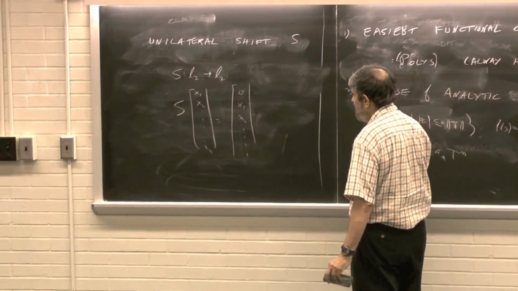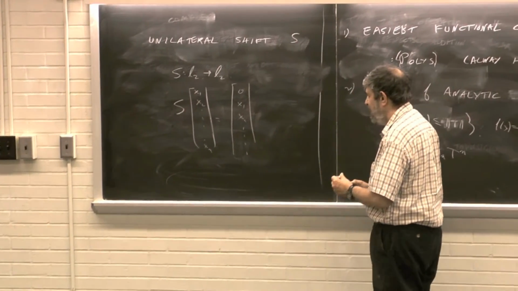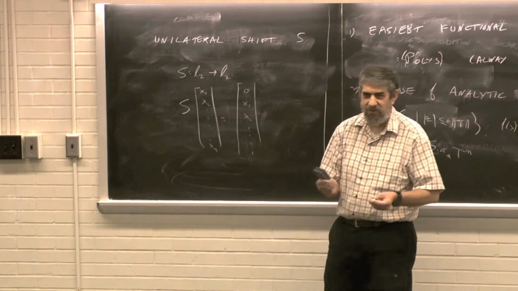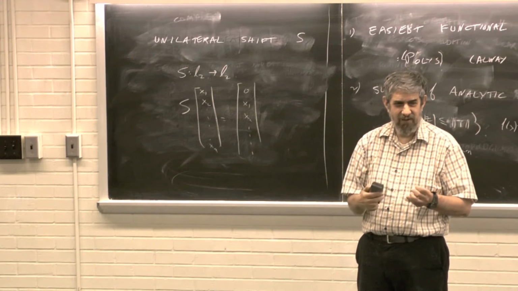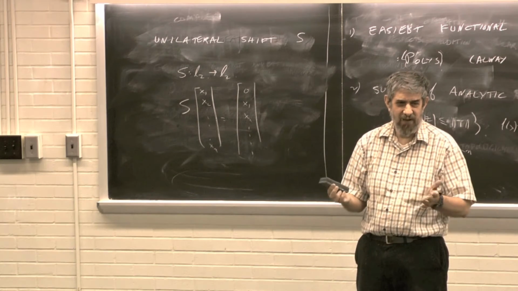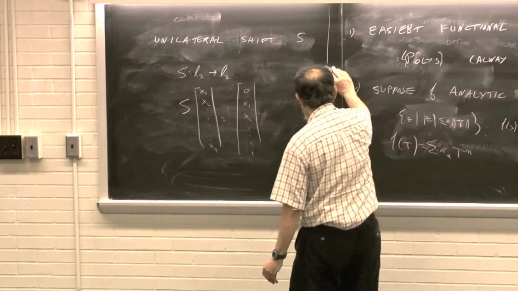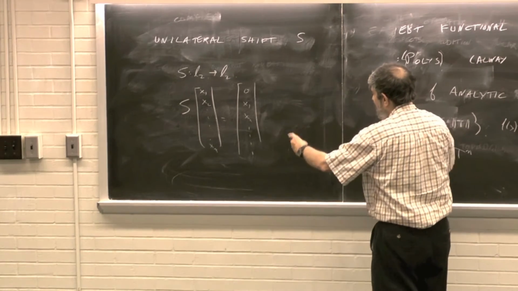I forgot to say this at first: the invariant subspace problem is to prove that there always are invariant subspaces. But practically, we don't just want to find one. We want to find a lot of them, enough to give us information about the operator itself. There are some obvious invariant subspaces here.